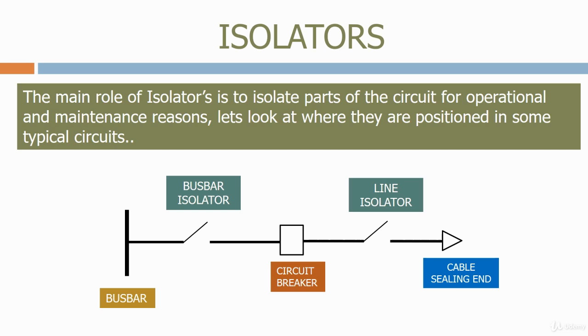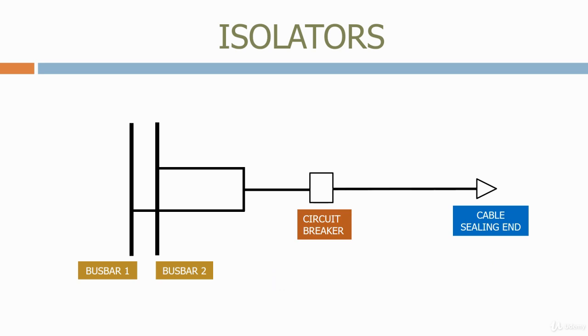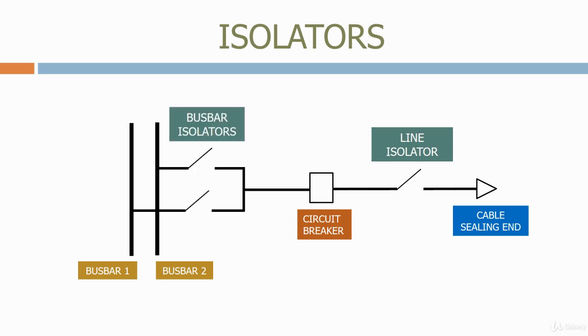Let's now look at a different circuit. Here we have a double bus bar system. Again, we have a line isolator to isolate the cable, and this time we provide a bus bar isolator for each of the bus bars.